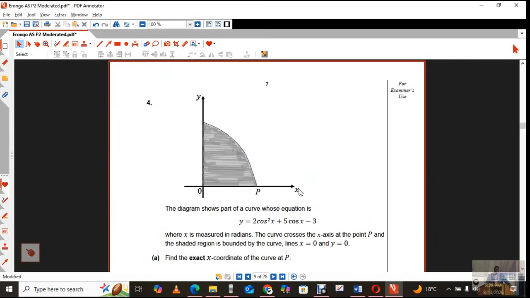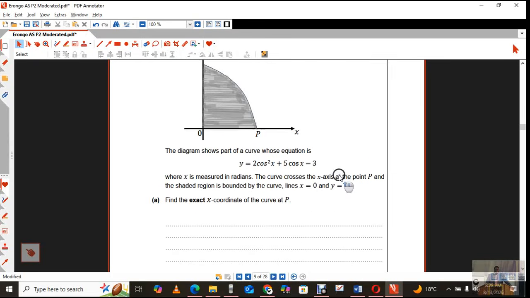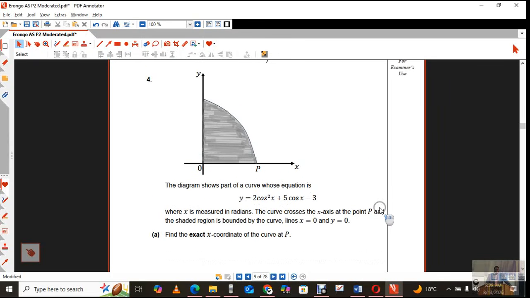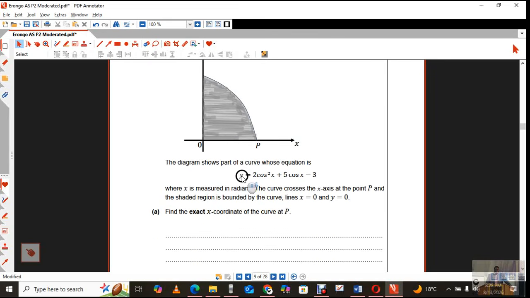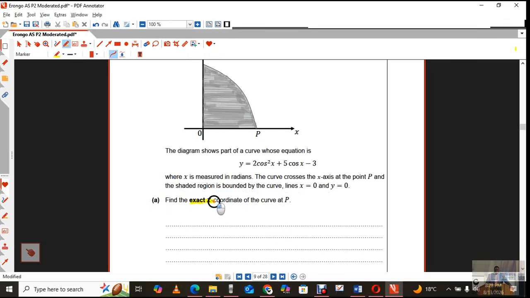The diagram shows part of a curve whose equation is y equals 2 cos squared x plus 5 cos x minus 3, where x is measured in radians, and the curve is crossing the x-axis at the point P, as you can see. The shaded region is bounded by the curve and the axes, the x-axis and the y-axis, which is the line y equals 0 and the line x equals 0. Okay? Then I see what I said in the beginning, exact value.